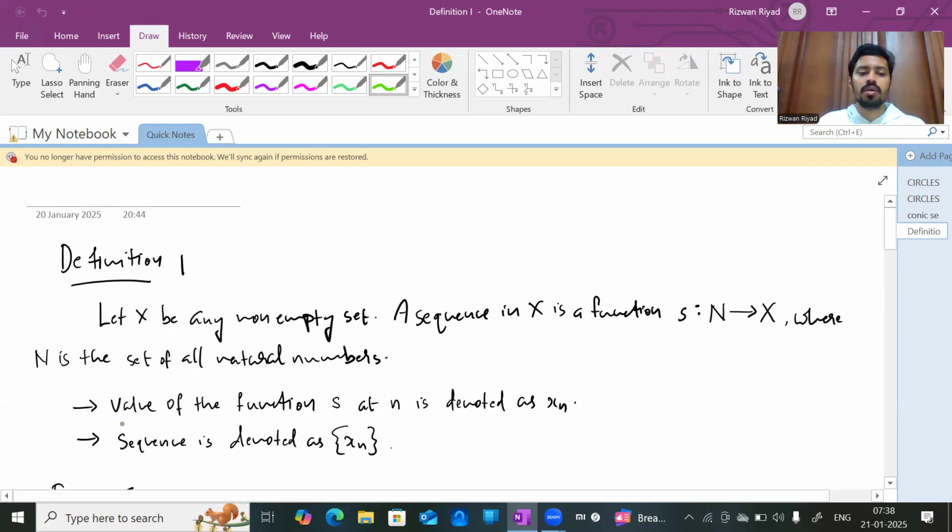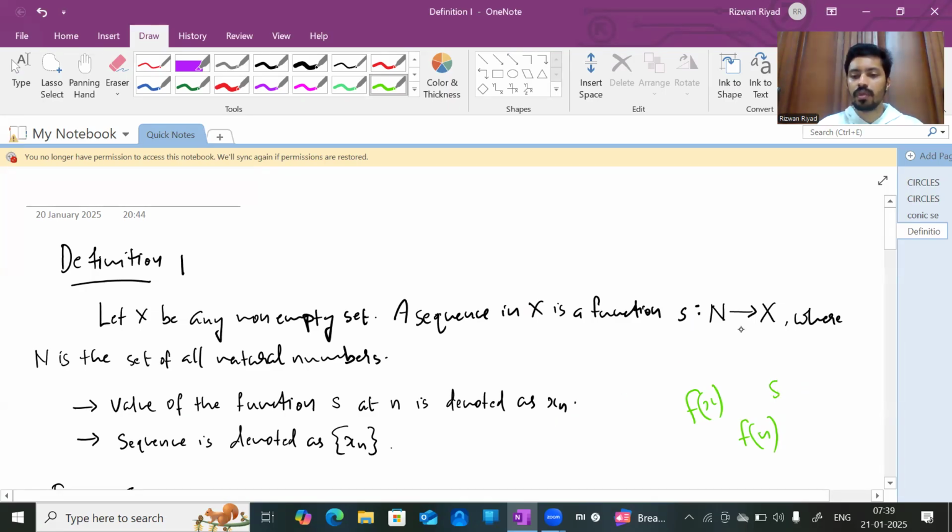Next, you can see below that the value of the function S at n is denoted as xn. Usually, suppose you have a function f, you denote it as f of x. If it is a function from natural numbers, you can denote it as f of n. Here this function is named S, but instead of denoting it as S of n, we denote it as xn. The first term of that sequence, the first image, is denoted as x1, the second one as x2, the third one as x3, and so on.